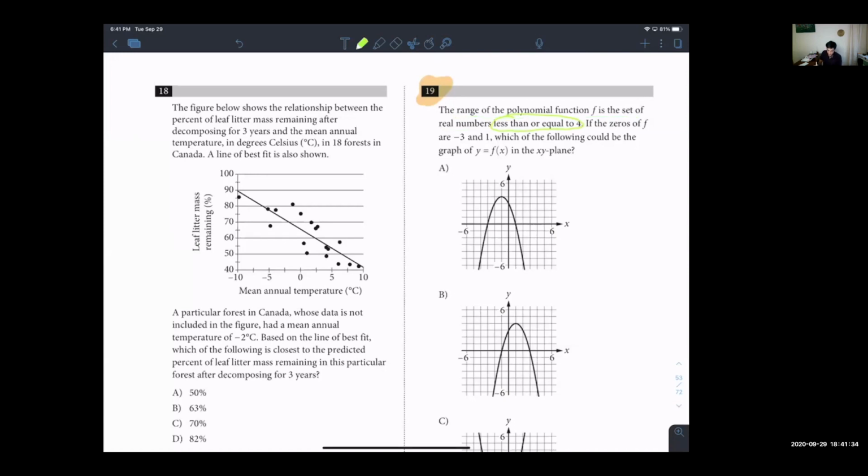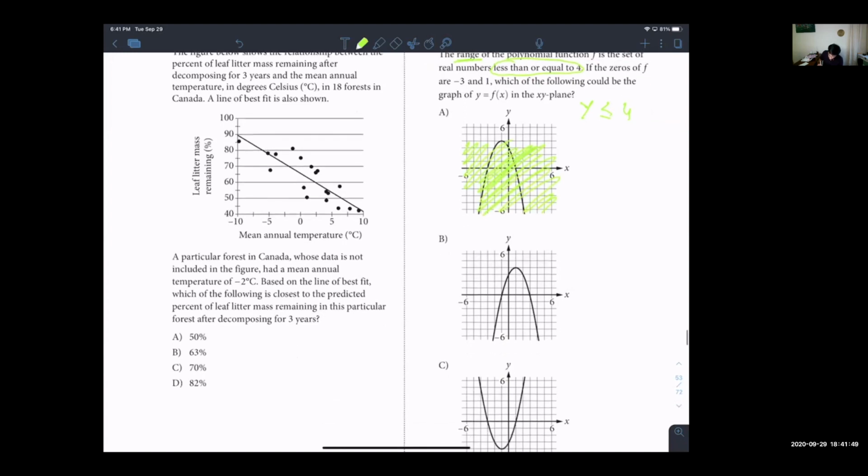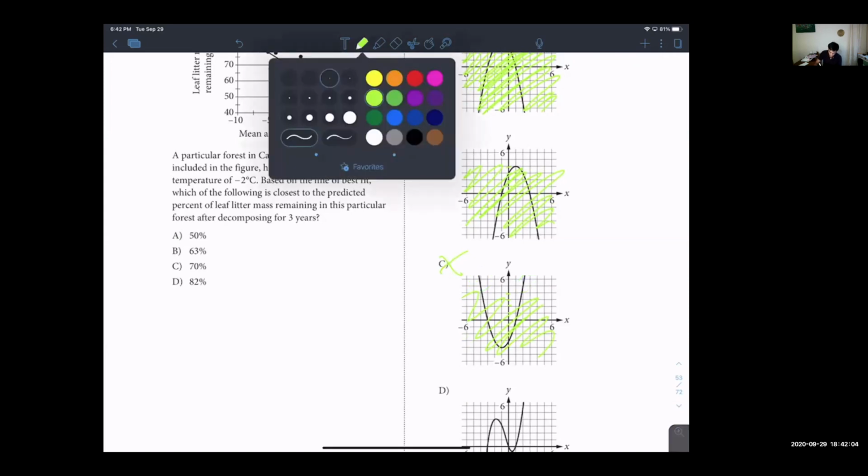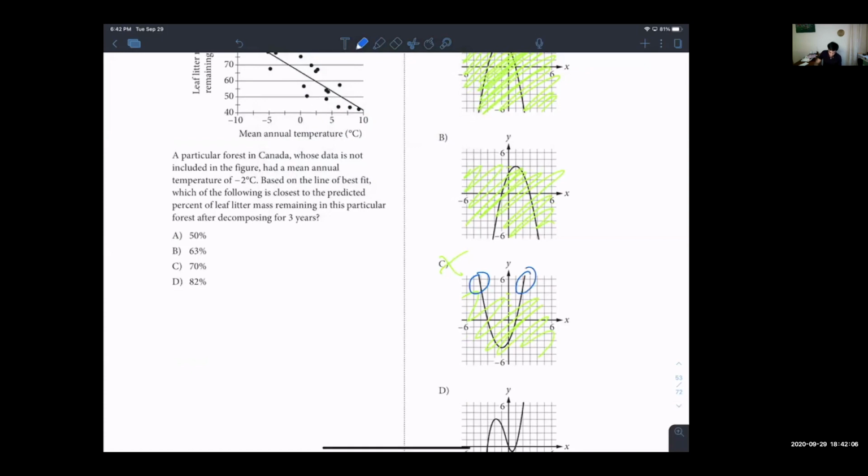So what does less than or equal to 4 mean? The range is less than or equal to 4. That means that y is less than or equal to 4. So if we take this first graph, and this is 1, 2, 3, 4, that means our answer lies in this region somewhere. Same thing here, 1, 2, 3, 4. Our answer lies in this region. We can cross out this one because there is a solution outside the region. The graph exists outside this region of ours, and so this does not make sense. So this one is incorrect.